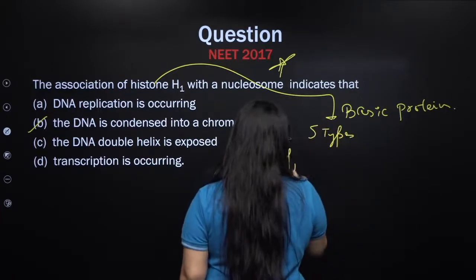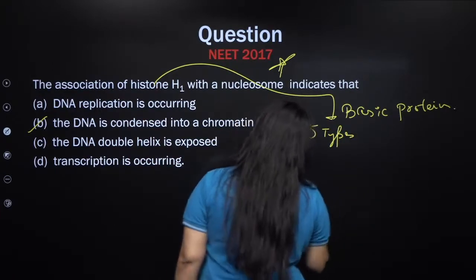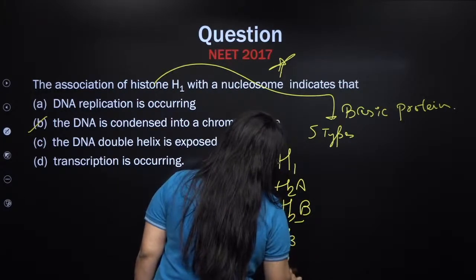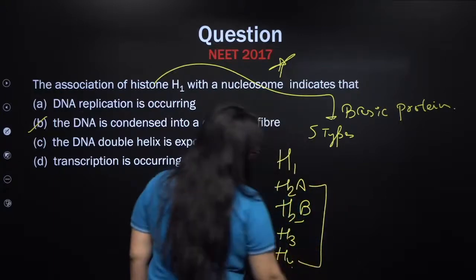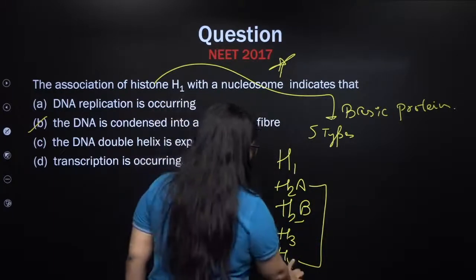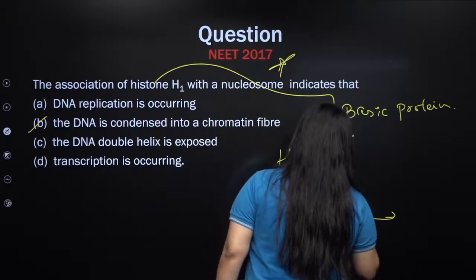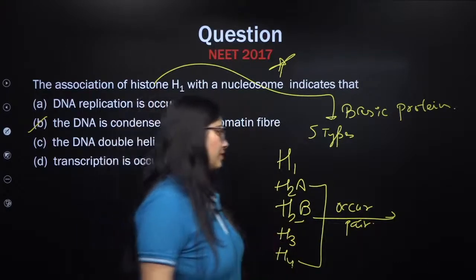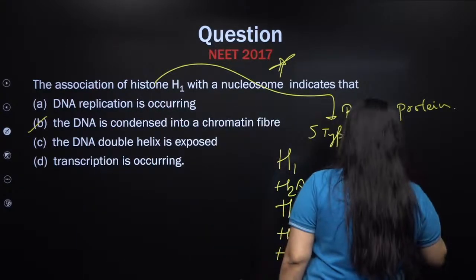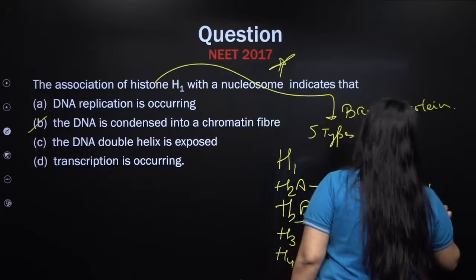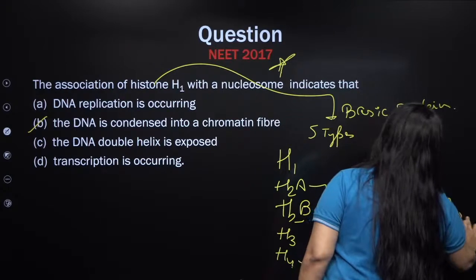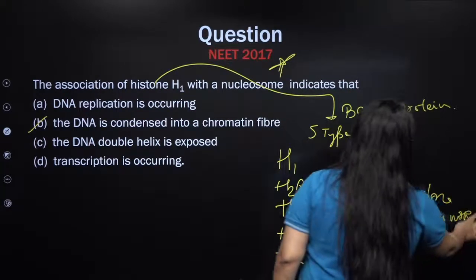So it is H1, H2A, H2B, H3 and H4. H2A, H2B, H3 and H4 will occur in a pair. All 4 will occur in a pair. As a result, how many molecules of the histones will there be? 8, because each of these 4 will be in a pair. So they will form a histone octamer, also known as the nu body, right?